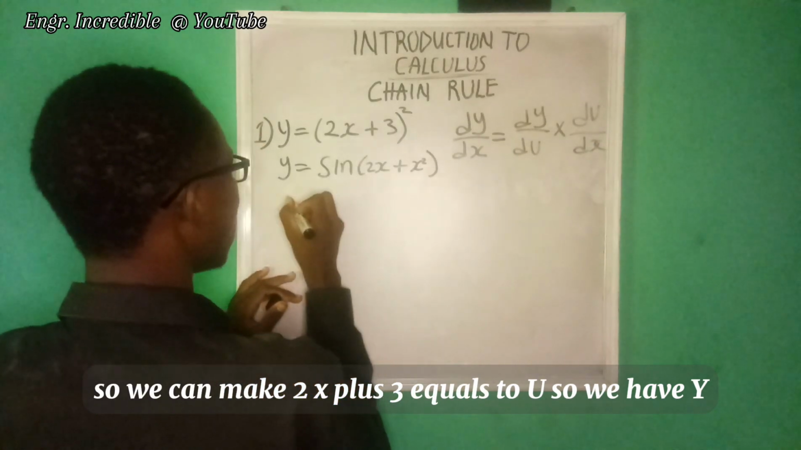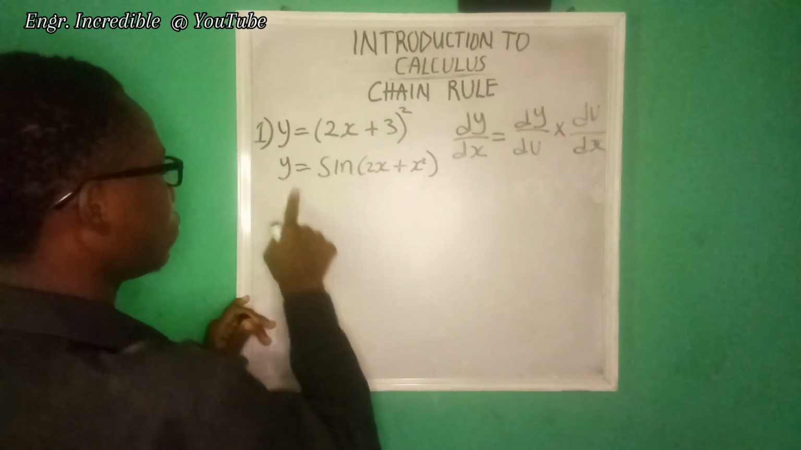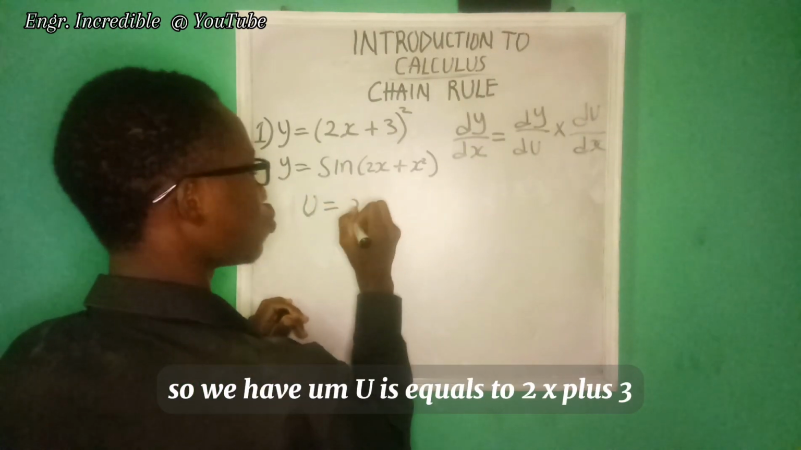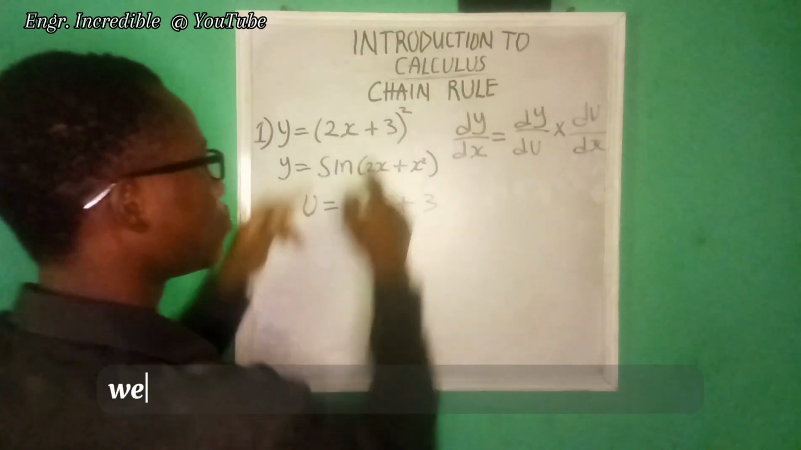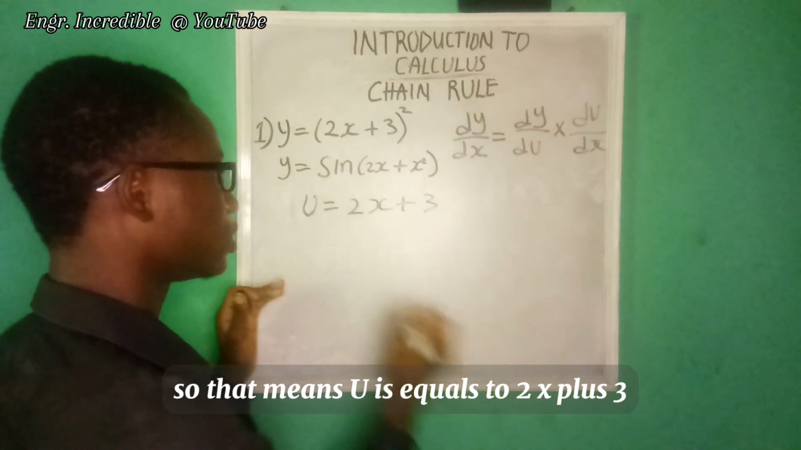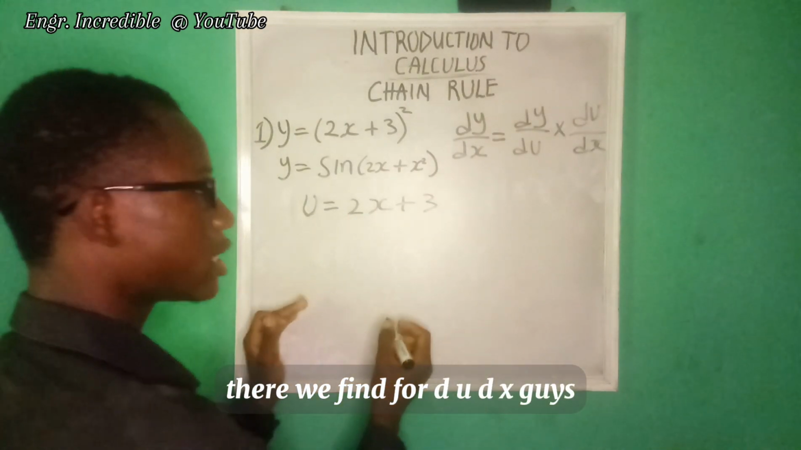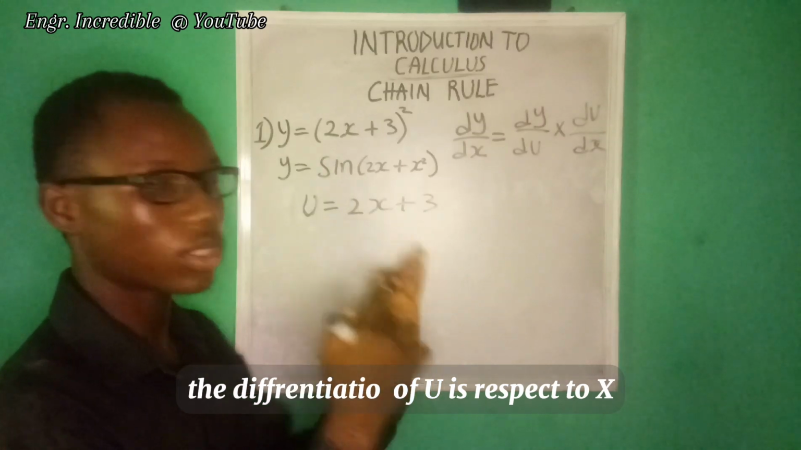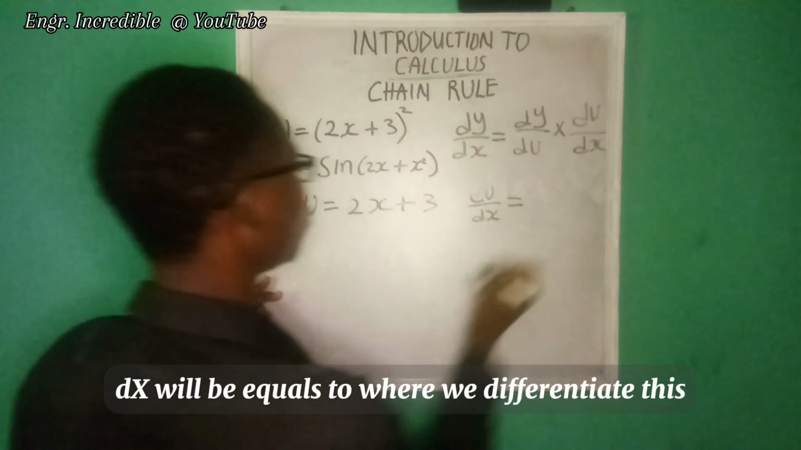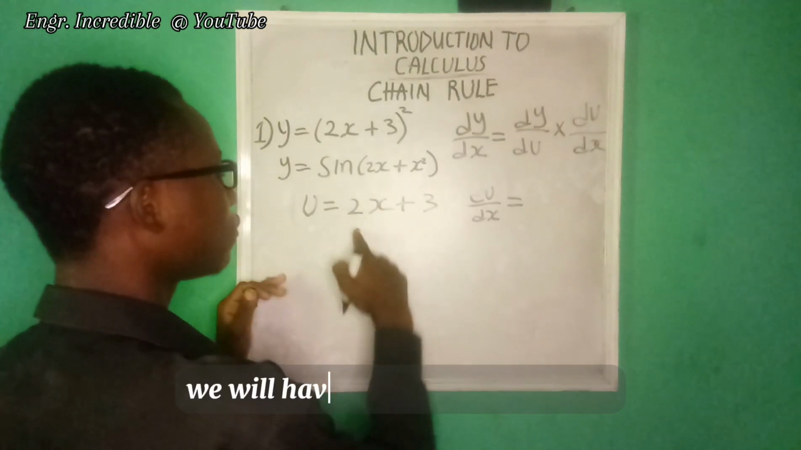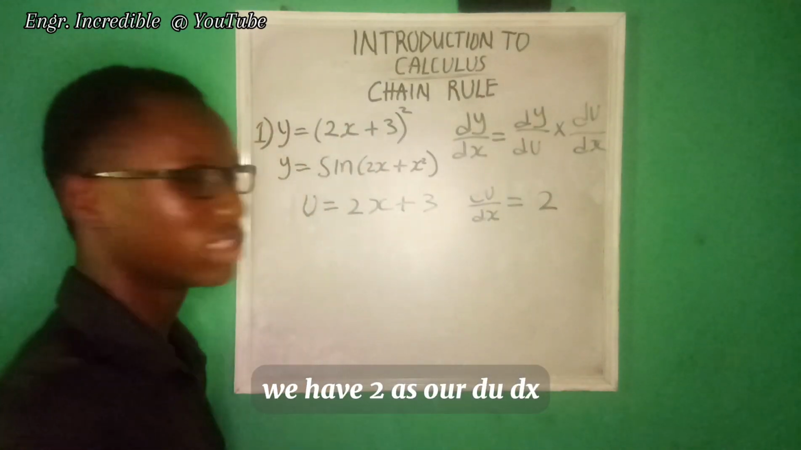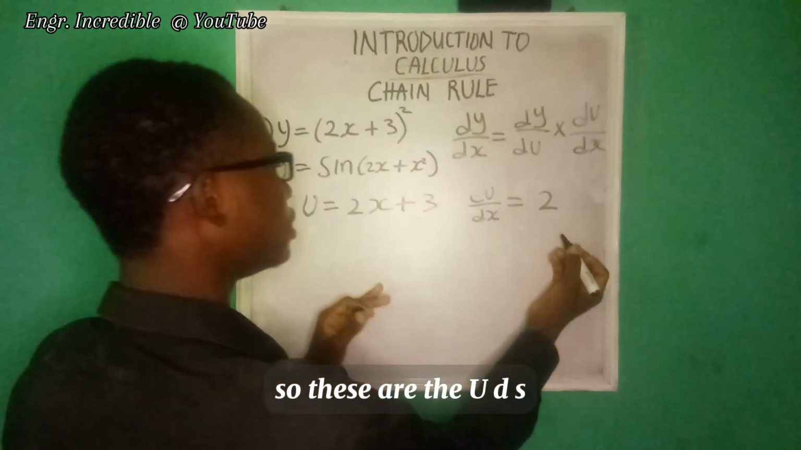So we have u is equals to 2x plus 3. We pick this one inside the bracket here and make it u. So that means u is equals to 2x plus 3. Then we find du/dx, that is differentiation of u with respect to x. So we have du/dx will be equals to, when we differentiate this, 2 as our du/dx. So this is our du/dx.